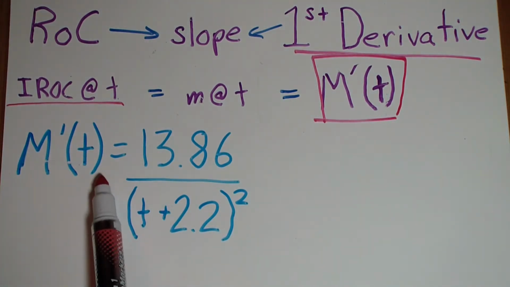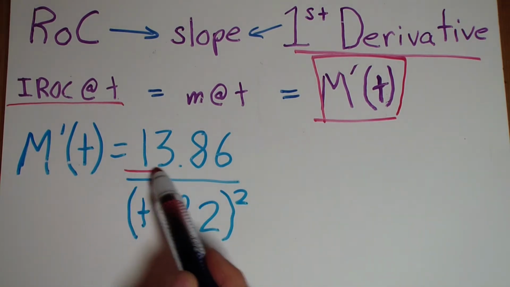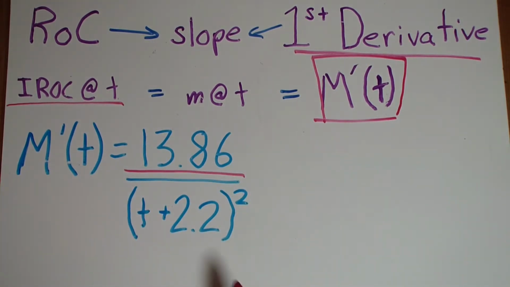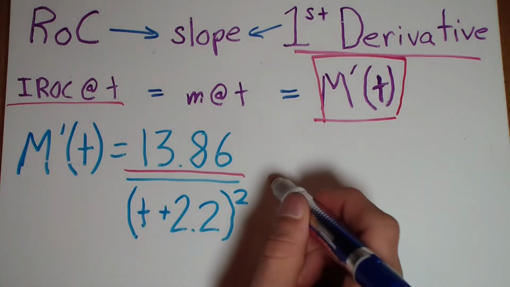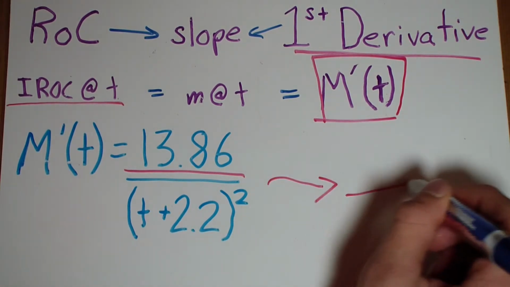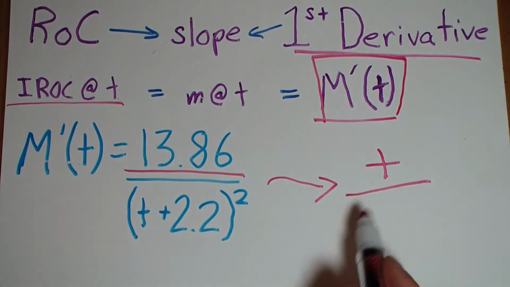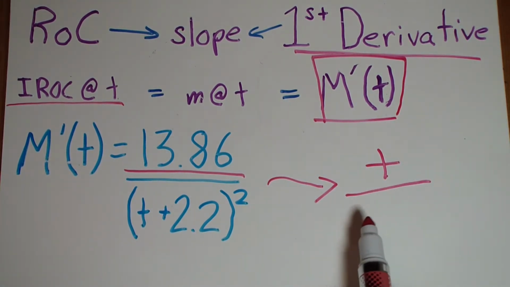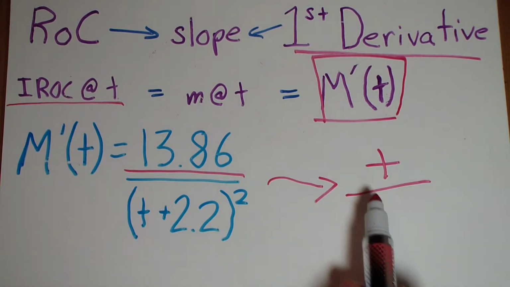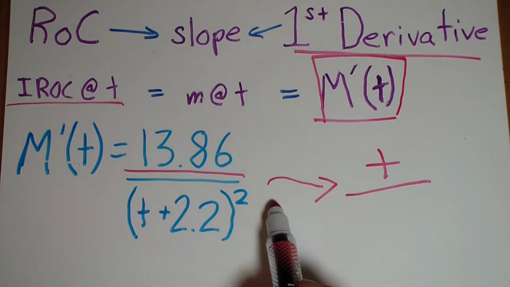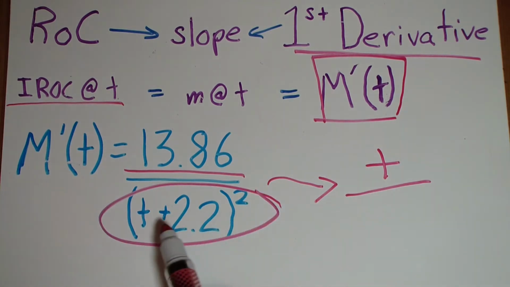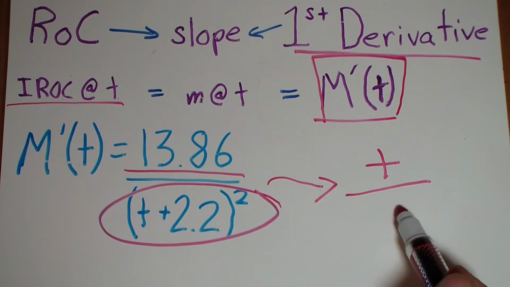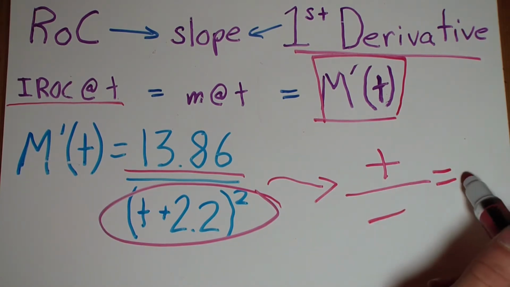The first derivative equation from question A is this. We can see that the 13.86 is a constant and will always be that number. That means it's always going to be a positive divided by the denominator. The only way for this to be a negative answer is if the denominator is negative. So my goal is to focus on the bottom number and see if it's possible to be a negative. That would result in a positive divided by a negative, resulting in a negative answer.